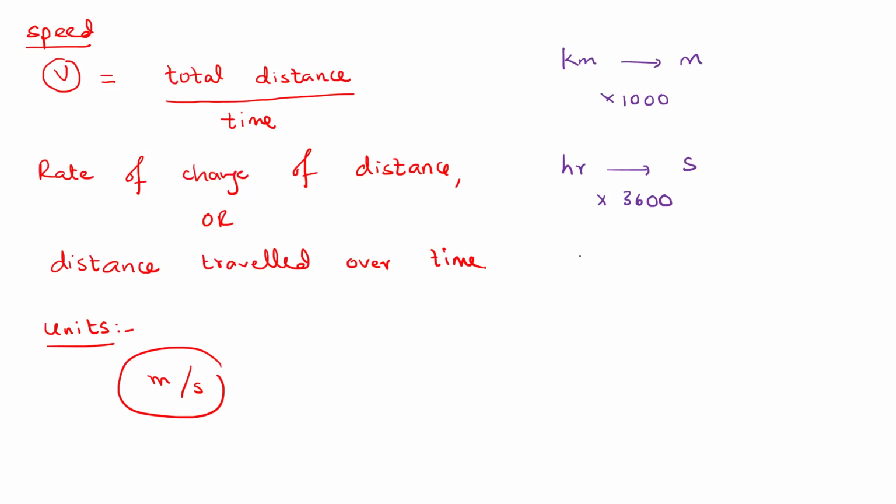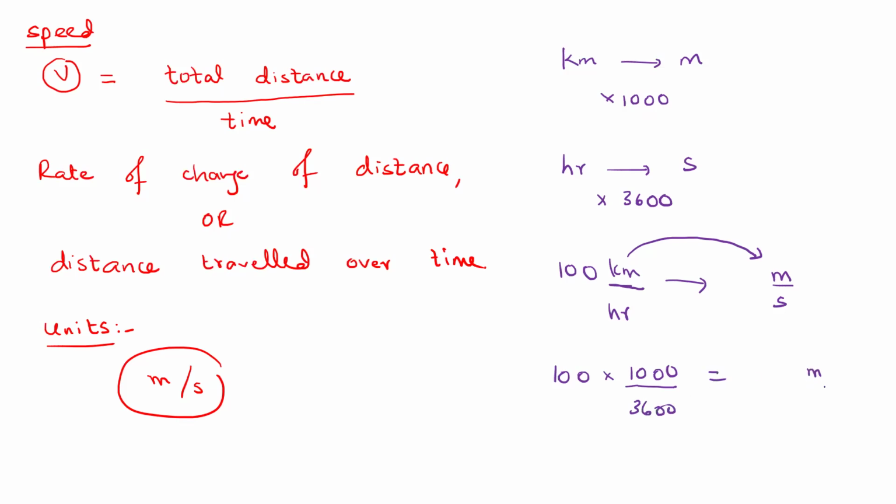So if we have something like, say, 100 kilometers per hour, it is recommended to convert it into meters per second. And how do we do this? We have to multiply 100 with 1,000. So this gives kilometers to meters. Then there is a denominator here, so we have to have a denominator here, then hours to seconds. So then 3,600. So this is going to give us meters per second.